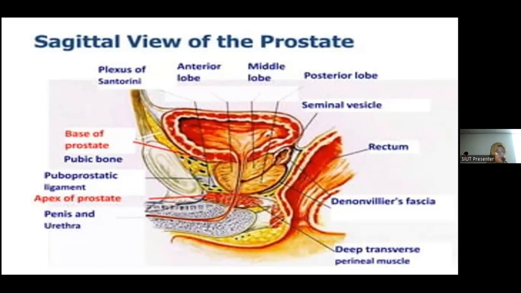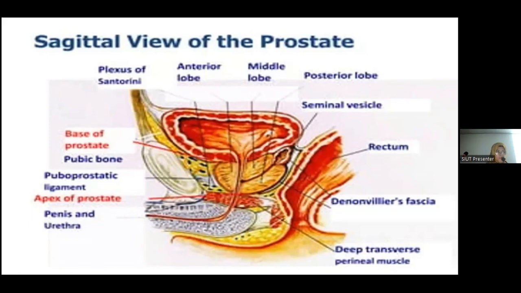The important relations of the prostate: anterior to the prostate lies the pubic symphysis, and the anterior surface of the prostate is attached to the pubic symphysis by the puboprostatic ligament. Superiorly lies the bladder neck, inferiorly the urogenital diaphragm, and posteriorly the anterior wall of the rectum. The prostate is separated from the anterior wall of the rectum by Denonvilliers' fascia, which is the fibrous remnant of the rectovesical pouch.